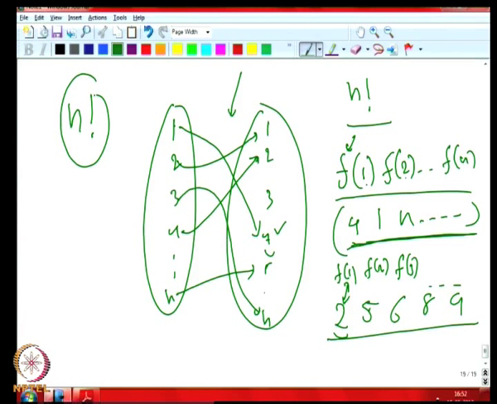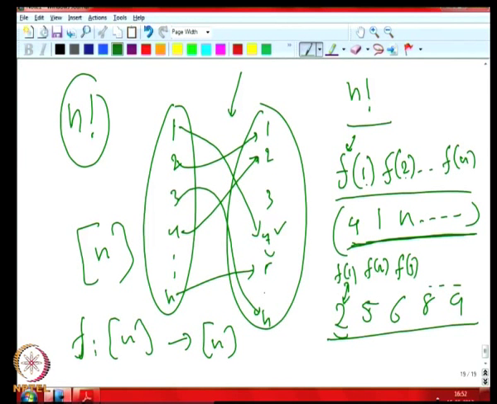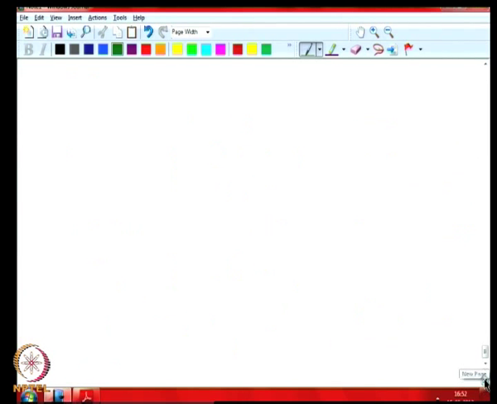So, we see that n factorial corresponds to the number of permutations of the set n, and also it is the number of bijections from the set n to n, and then it is the number of non-attacking rook configurations, n rooks on an n by n chessboard, right. And now we will ask a new question.